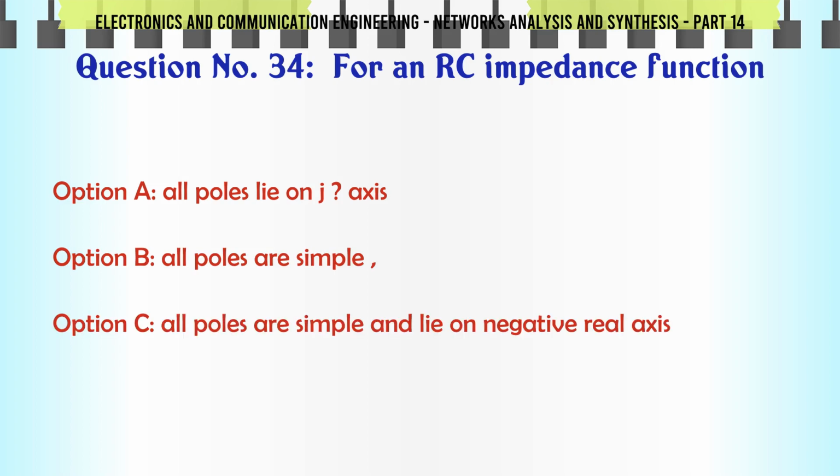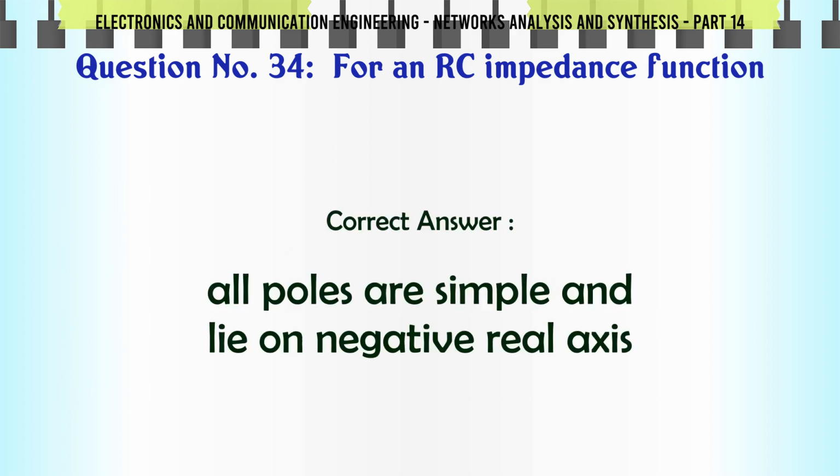For an RC impedance function: A, all poles lie on the jω-axis; B, all poles are simple; C, all poles are simple and lie on the negative real axis; D, none of the above. The correct answer is all poles are simple and lie on the negative real axis.